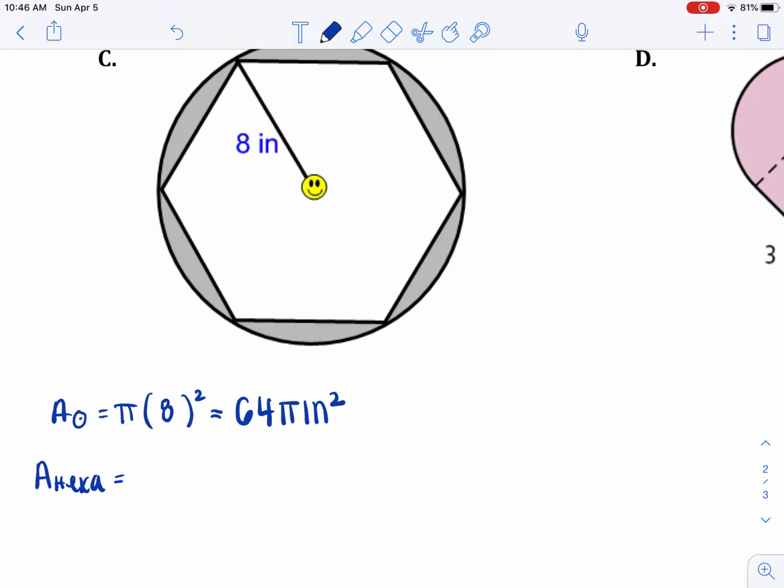Okay, now this is a regular hexagon with 6 congruent sides. Remember, the formula for area of a regular polygon is 1/2 the apothem times the perimeter. So I'm going to go through this a little bit slower because it's obviously super multi-stepped. All right, so you have 1/2 times, did I give you the apothem? Is this the apothem right here? No, we just said it's a radius, right? So I did not give you the apothem.